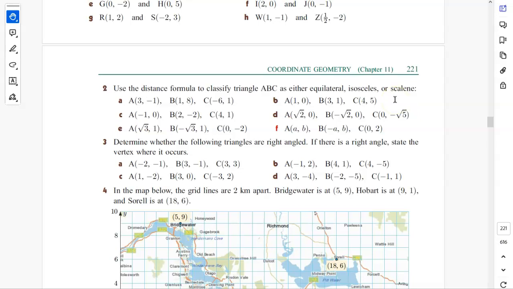So in order to determine what these are, you're going to have to work out the length of A to B, A to C, and BC, all three lengths. Correct? If all the lengths are equal, then you will tell me equilateral. What's it going to be for it to be isosceles? Two. Two lengths are the same, one different. And of course, all different.